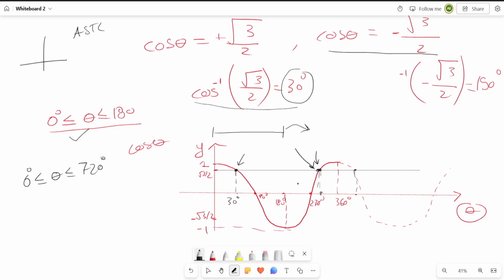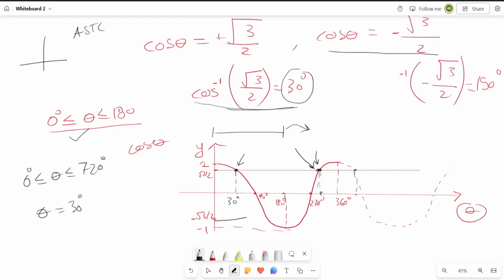Okay, so let's get back to our equation right here in our problem. Now we know that in the range, theta is 30. The next theta is going to be outside of my range, so my theta for this first part, the answer, is going to be 30 degrees.